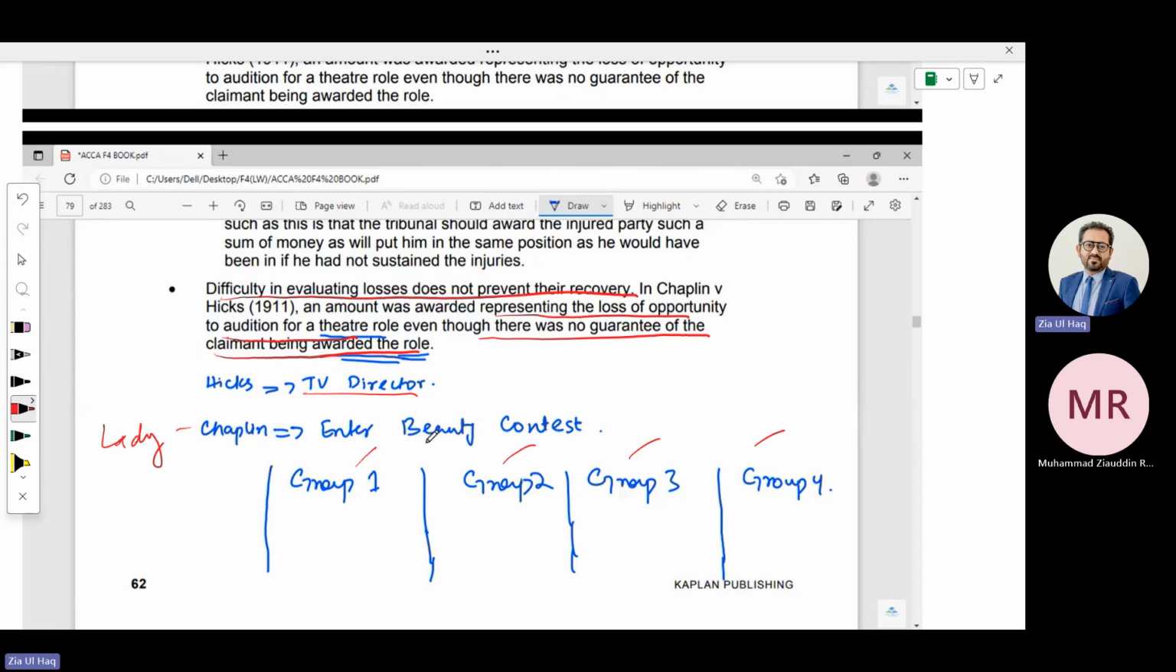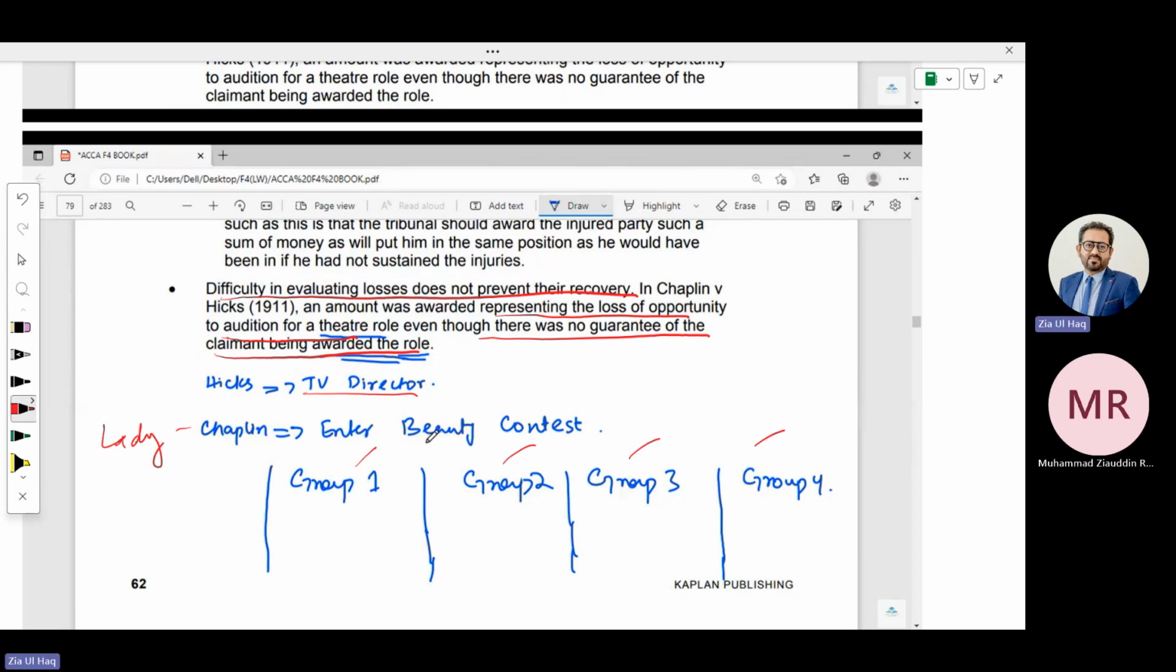from group one, that Chaplin was selected, but the TV director failed to inform the Chaplin or delayed informing the Chaplin. He informed the Chaplin either through letter, message, or email. But that move towards the Chaplin was late, after the contest was finalized. So Chaplin sued Hicks: I was in a position to win this contest. I posted as per his direction, because I was the high caliber among all the ladies involved in the groups, but he failed to inform me on time.